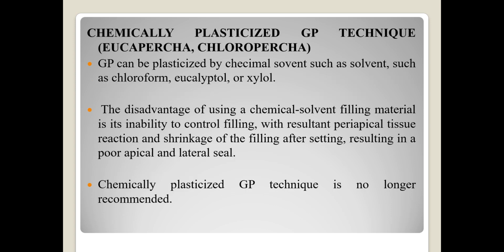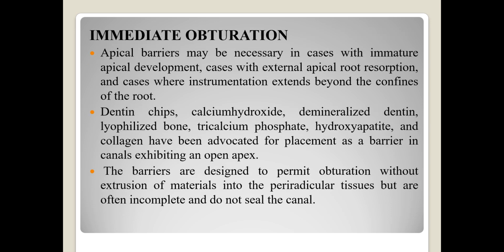Coming on to the chemically plasticized GP technique, GP can be plasticized by chemical solvents such as chloroform, eucalyptol, or xylol. The disadvantage of using a chemical solvent filling material is its inability to control filling, which results in periapical tissue reaction, and shrinkage of the filling after setting, resulting in a poor apical and lateral seal. The chemically plasticized GP technique is no longer recommended.